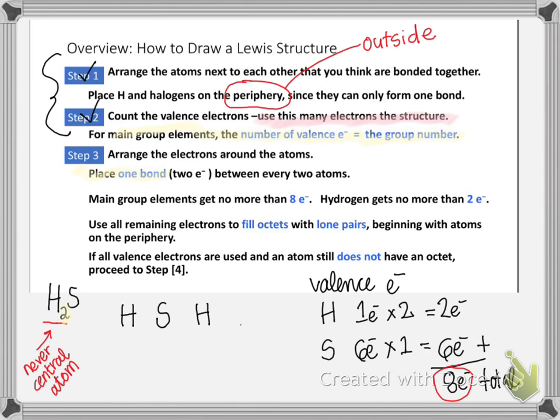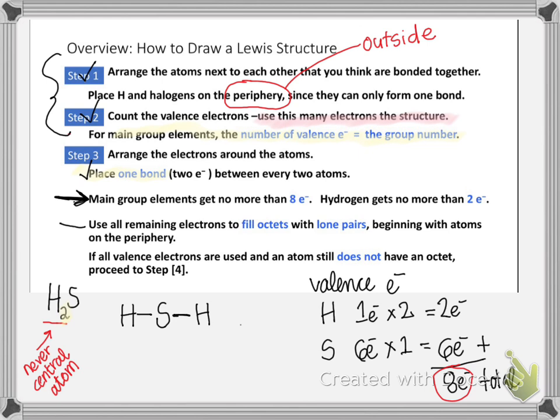Now, although some structures do have rings and all sorts of different things, when we're learning, as we introduce Lewis structures, our bonds are all going to be going back to the central atom. So we're going to place 1 bond, and then just some things to consider. It says main group elements get no more than 8, and hydrogen gets no more than 2. Okay, so let's place the bonds. So in my case, I would place a bond between hydrogen and sulfur on this side and on this side. That's what it means, place one bond.